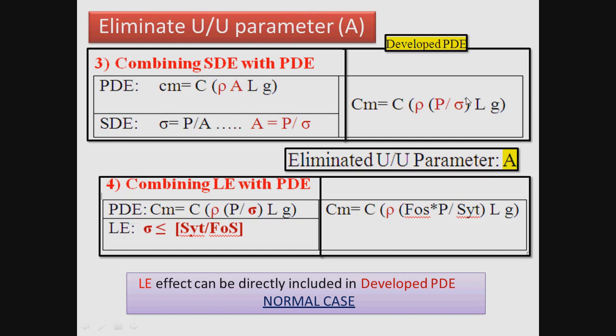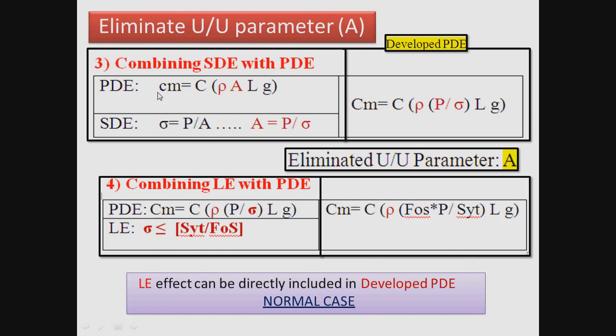And again, the sigma value from the limiting equation, sigma is equal to SYT upon FOS. So instead of sigma, we substitute SYT upon FOS. If you substitute the sigma value, we get the final equation, that is total cost Cm is equal to C into rho into FOS into P divided by SYT into L into G. This is the result of substituting the subsidiary equations and limiting equations in the primary design equation.